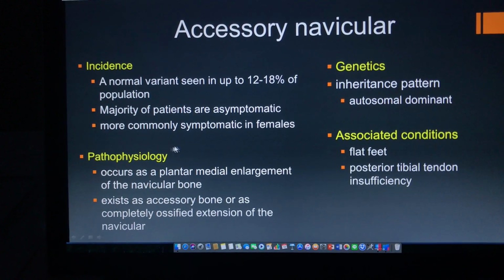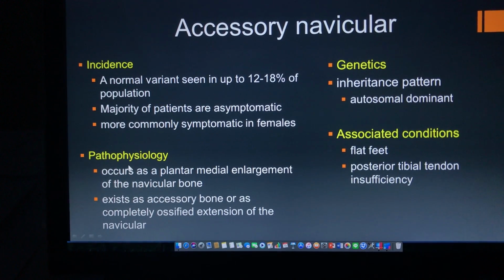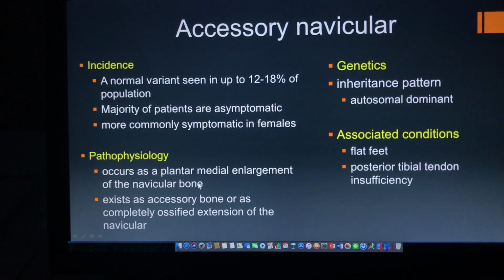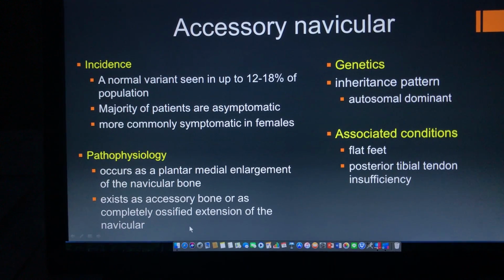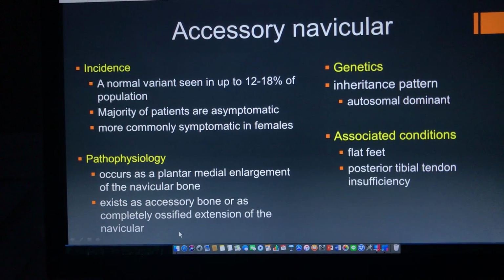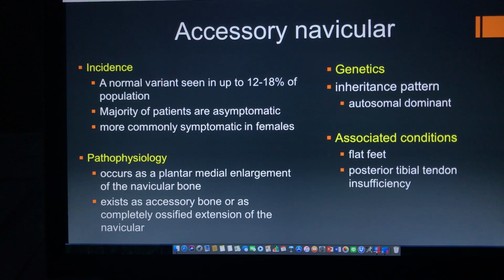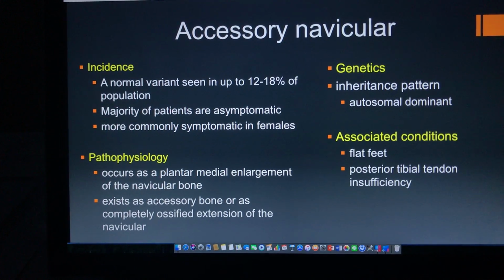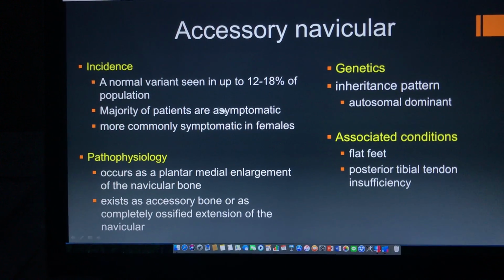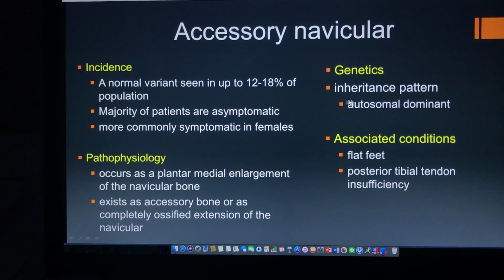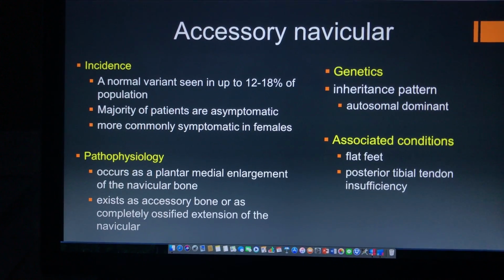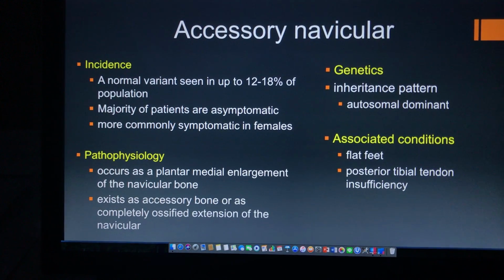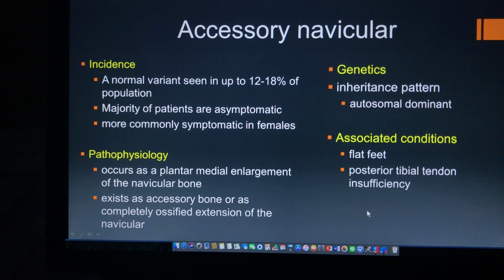Most of the patients are female. It occurs at the plantar medial enlargement of the navicular bone. The accessory bone can be separate, or sometimes it can be completely ossified with the main navicula. It can be transmitted genetically by autosomal dominance, and an associated problem that we commonly see is flat foot deformity and posterior tibial tendon dysfunction.